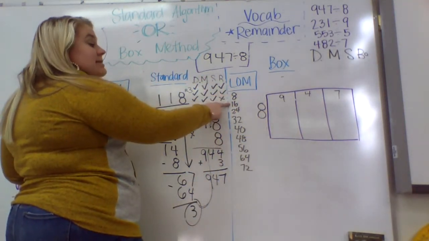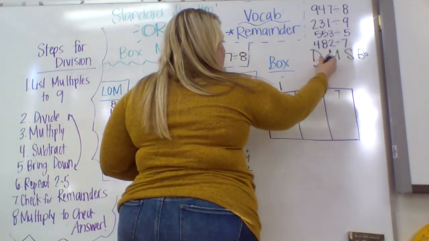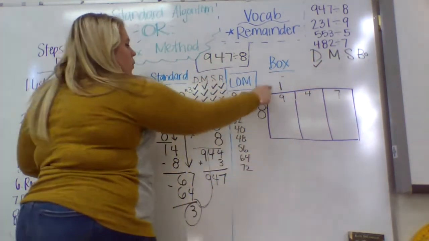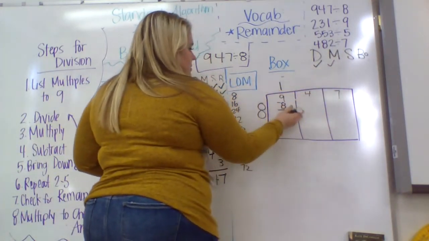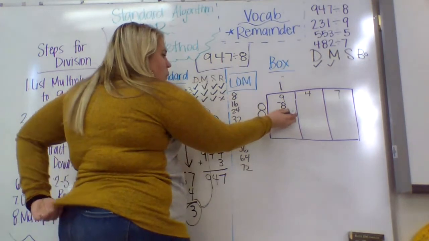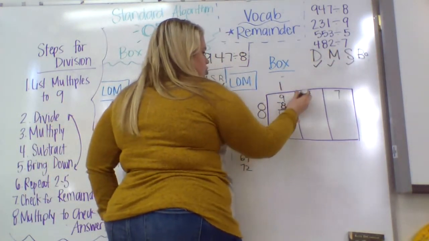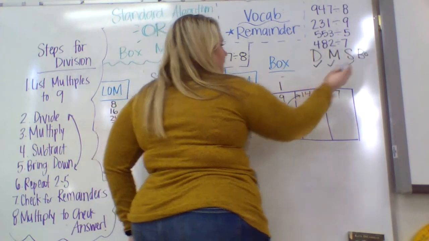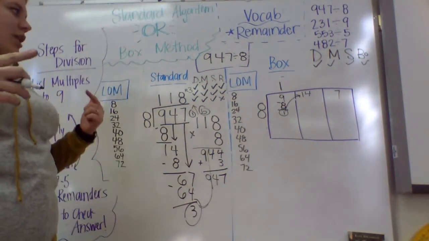8, 16. 16 is too much, so I have to go back. It can go in one time. There's my divide. 1 times 8 is 8. There's my multiply. Subtract. 9 minus 8 is 1. Now I'm going to circle it, draw my arrow, and bring it over. Now I've got 14. I'm ready to start again.